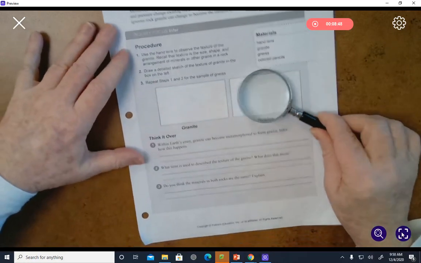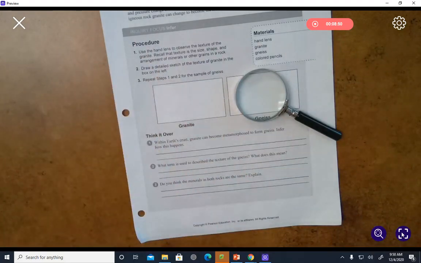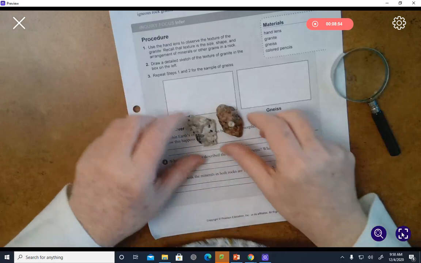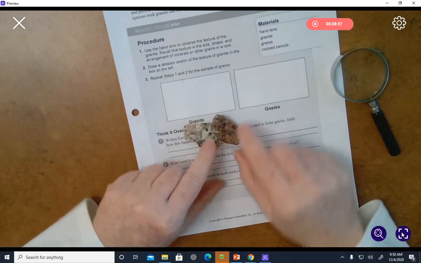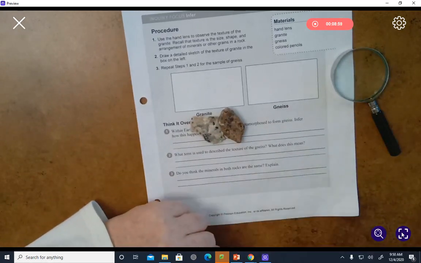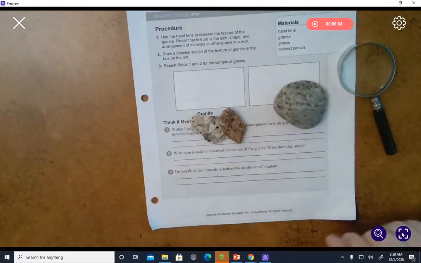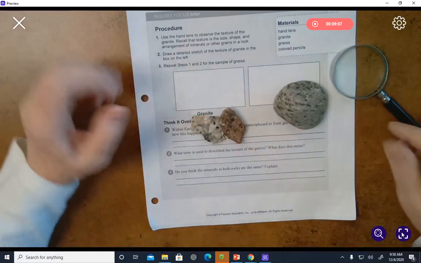So use the hand lens, and I'm going to call these two versions of granite, I guess. You can see which one has more quartz and which one has more feldspar because their colors are different. And I'm going to call this one gneiss because it's very similar and you can see the banding there. Use a hand lens to observe the texture.